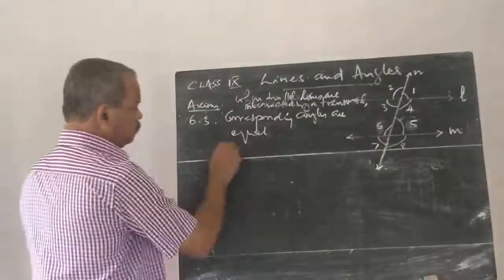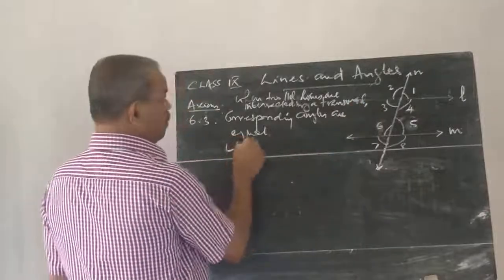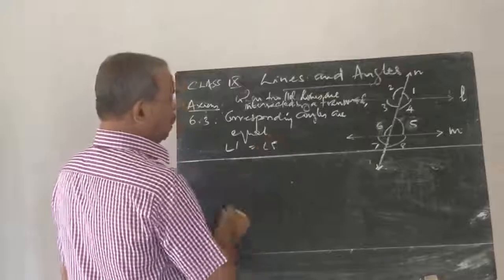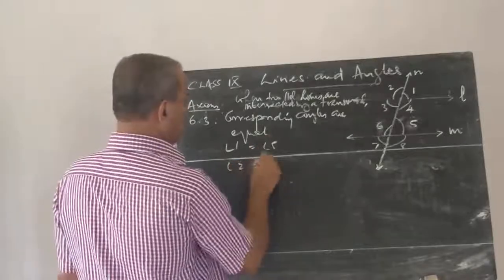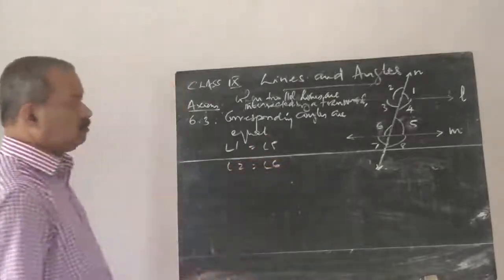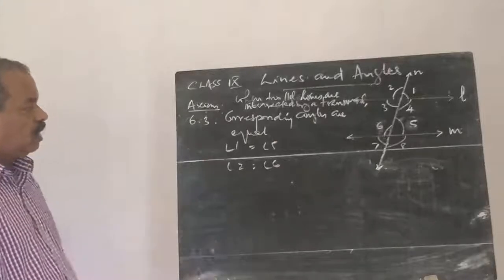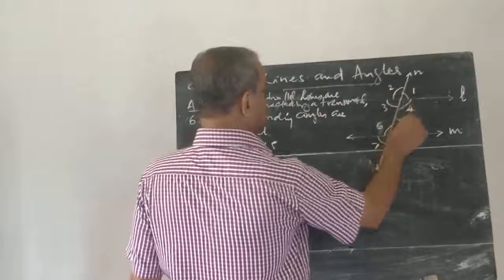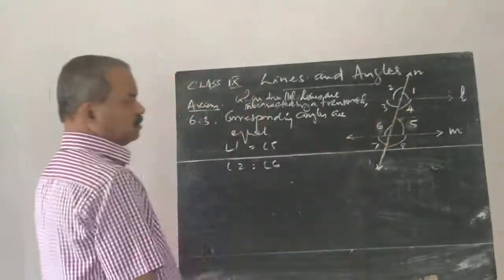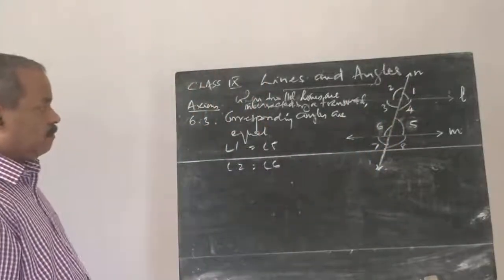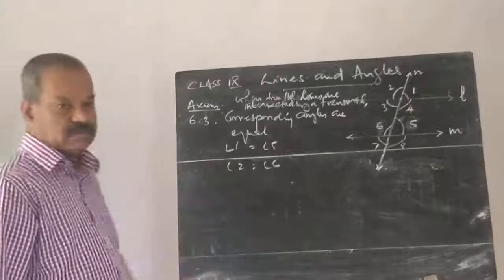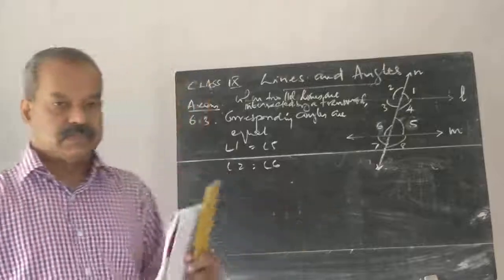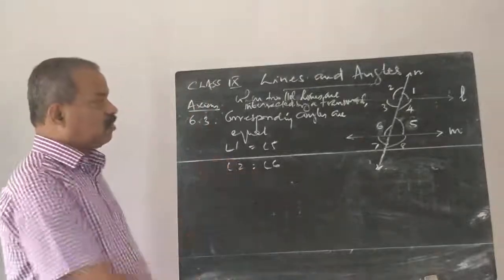That is, angle 1 equals angle 5, angle 2 equals angle 6. Corresponding angles. This is an axiom. What is an axiom? Which statements are called axioms? Those which we can accept without a proof.